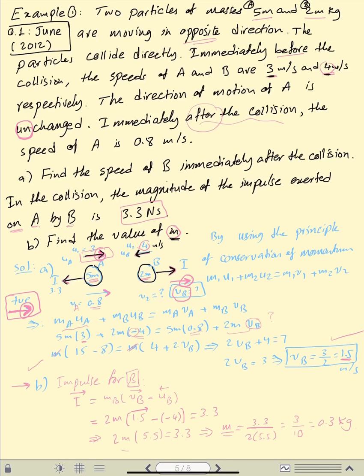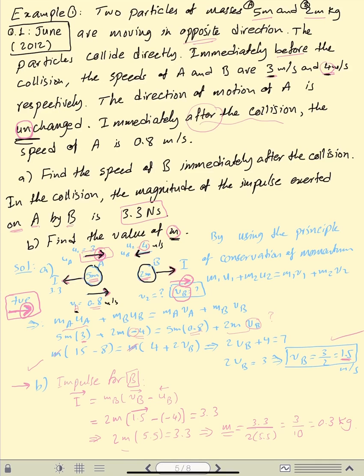And you are given the velocity after the collision of particle A is 0.8 meters per second. Why in this direction? Because the question said unchanged. So this is the direction the particle started with, so you keep the same direction. After the collision for particle B, we don't know, we calculate.